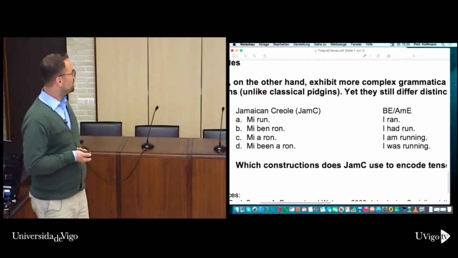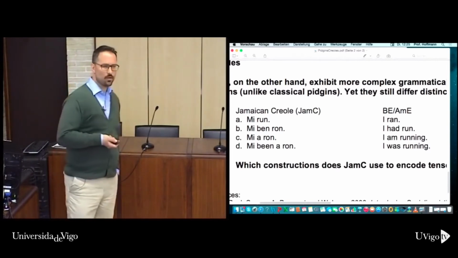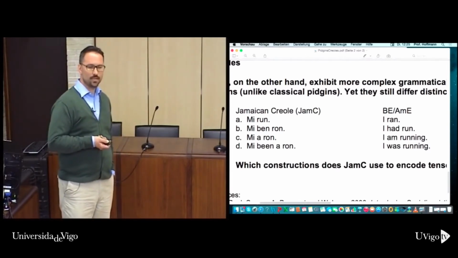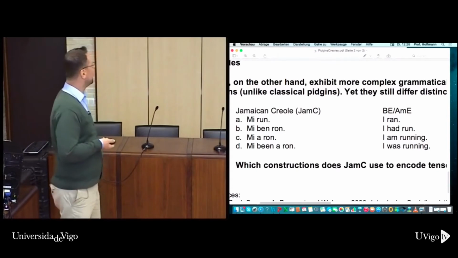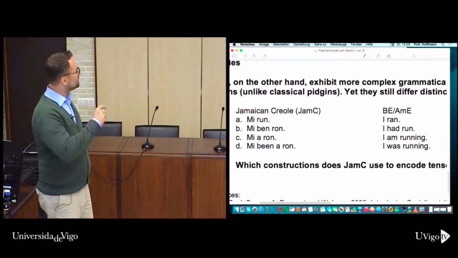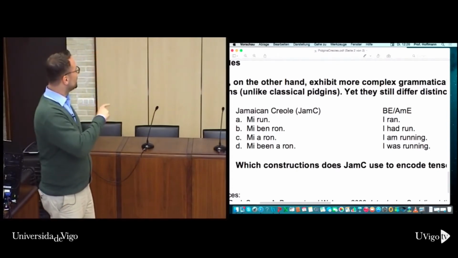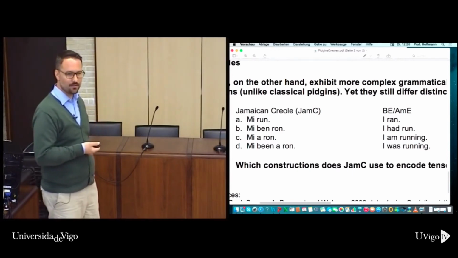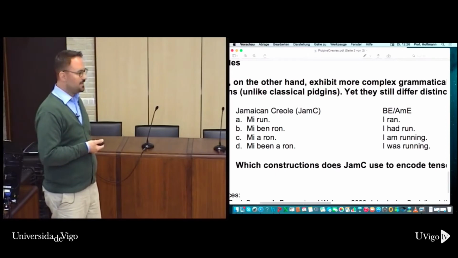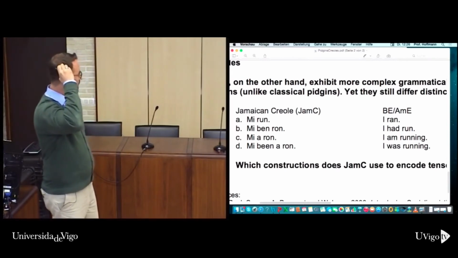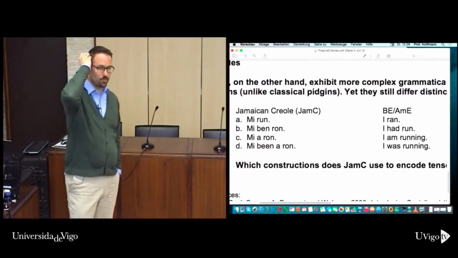Mm-hmm. Ben is definitely a tense marker. What kind of a tense marker? What does it do if we describe its meaning? Past. Indicates past. Yes. There's an added complexity that we're going to talk about in a second. But I mean, the first one is already I ran, and ben run is I had run. Like past perfect. Yes. Definitely past before.